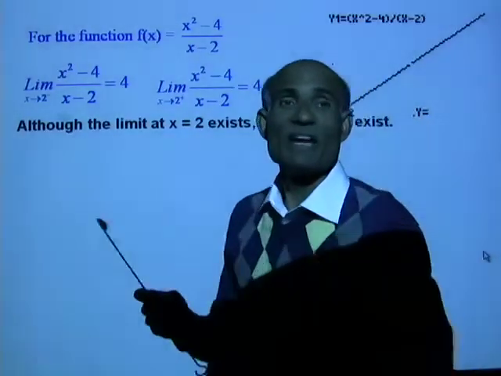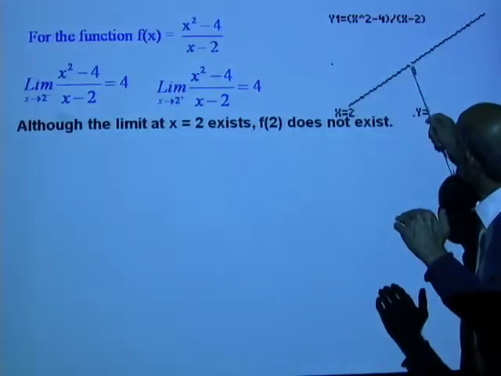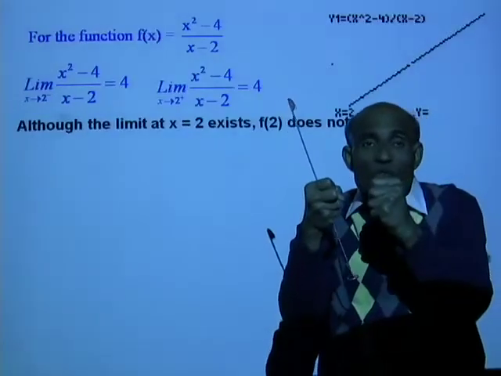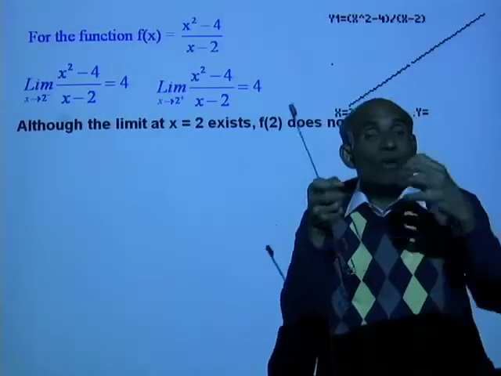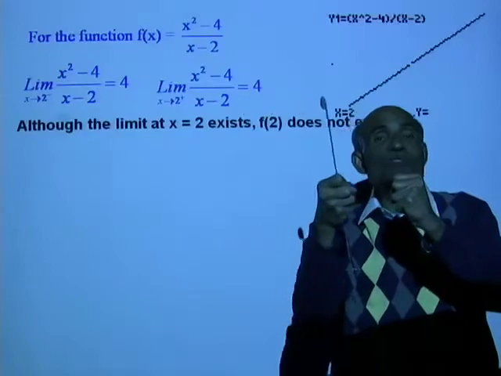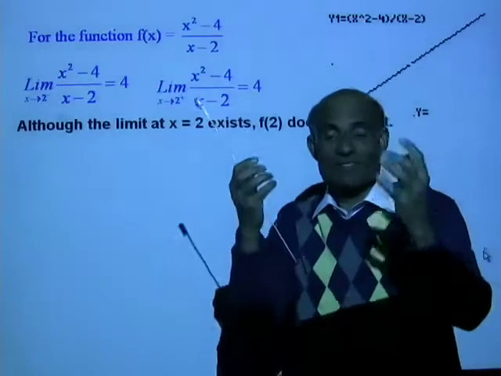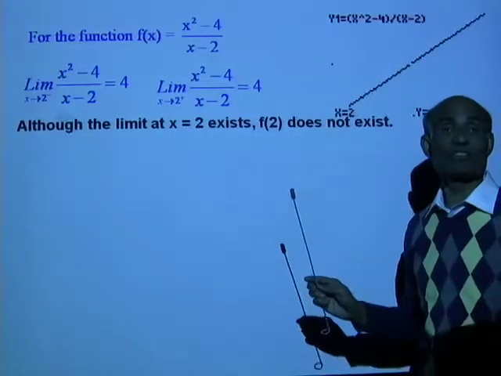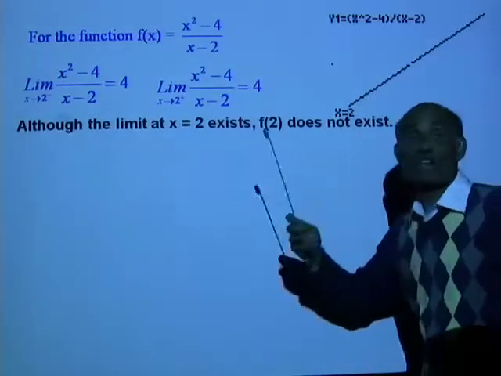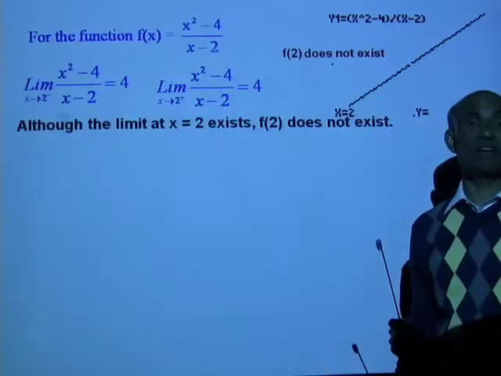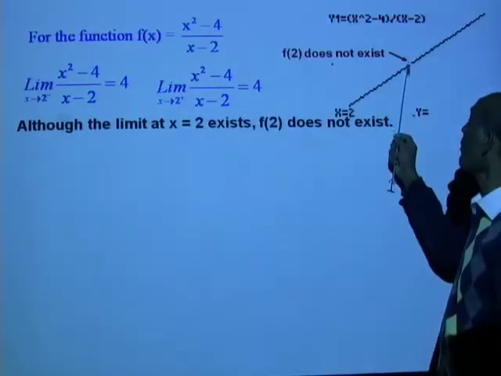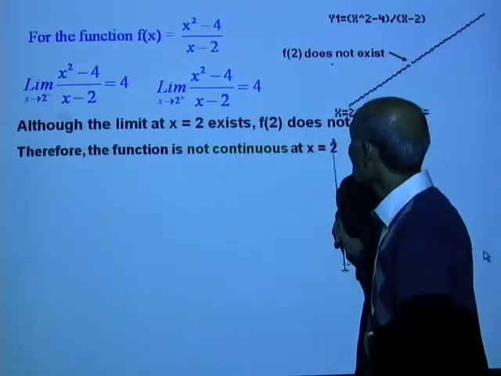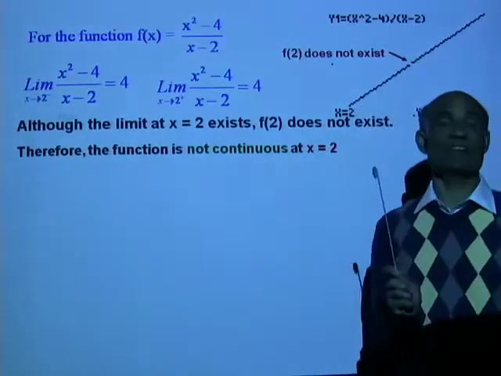You see, the limit from the left exists, the limit from the right exists. Both limits come closer and closer to 4. So limit from the left equal to limit from the right. But the function value at x equal to 2 does not exist. That means the function is not continuous at that x value. There you are. You can see that hole right there. So therefore, we say the function is not continuous at x equal to 2.